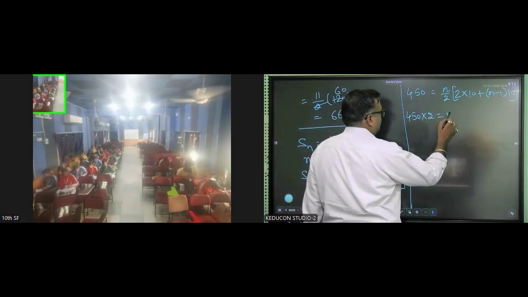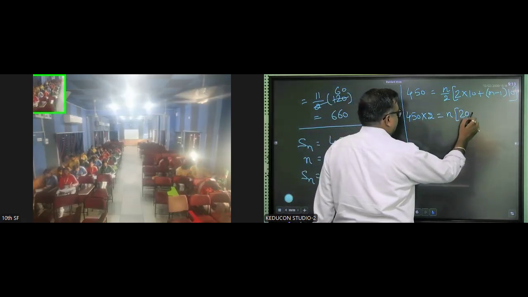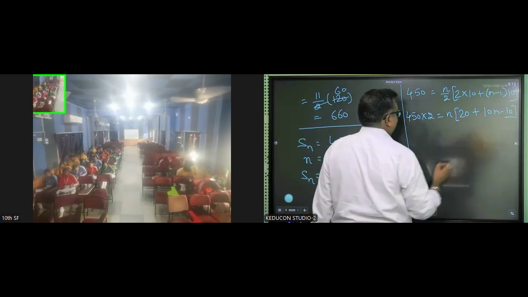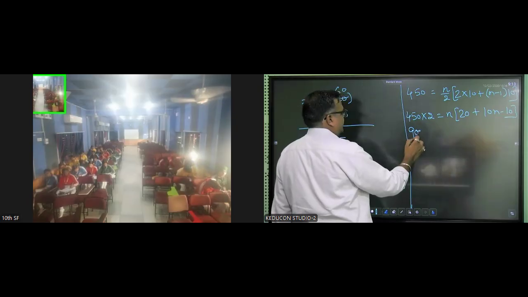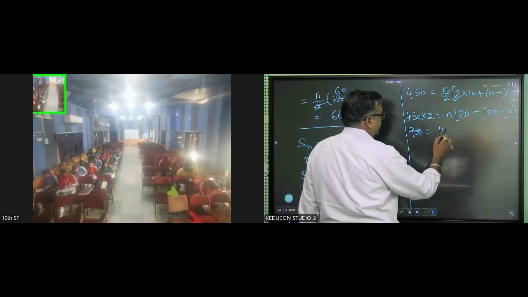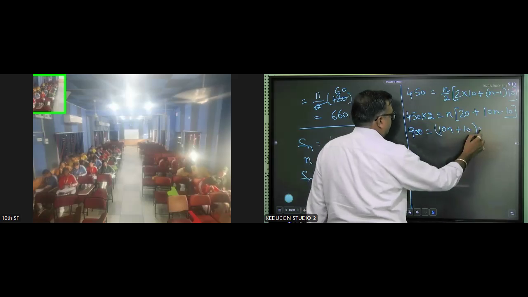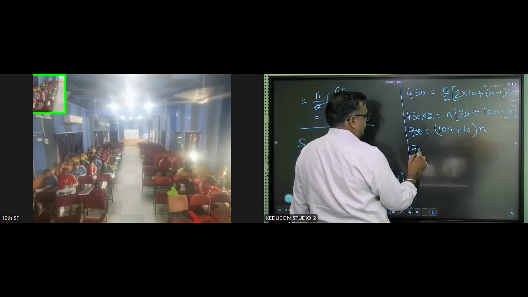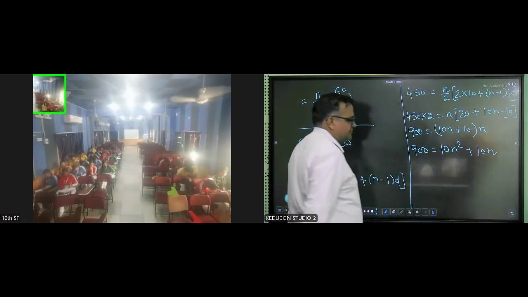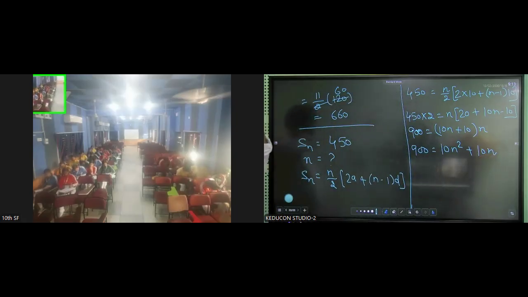is equal to n into 20 plus 10n minus 10. 900 is equal to 10n plus 10 into n. 900 is equal to 10n square plus 10n, right? Any doubt till now? Now this is a quadratic equation that is formed.